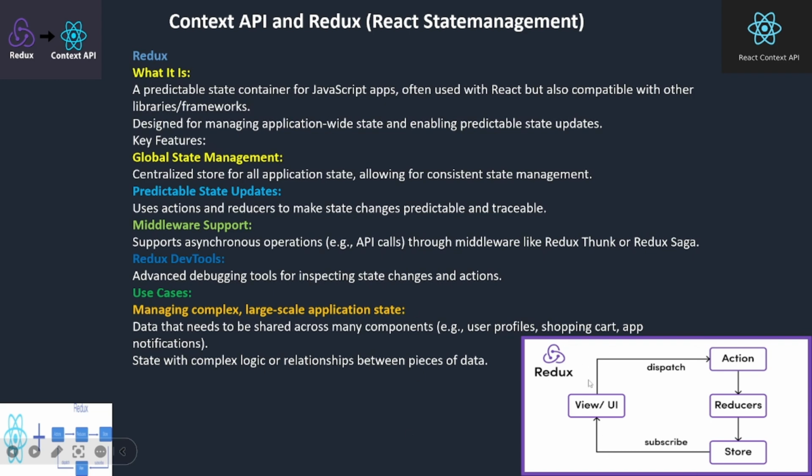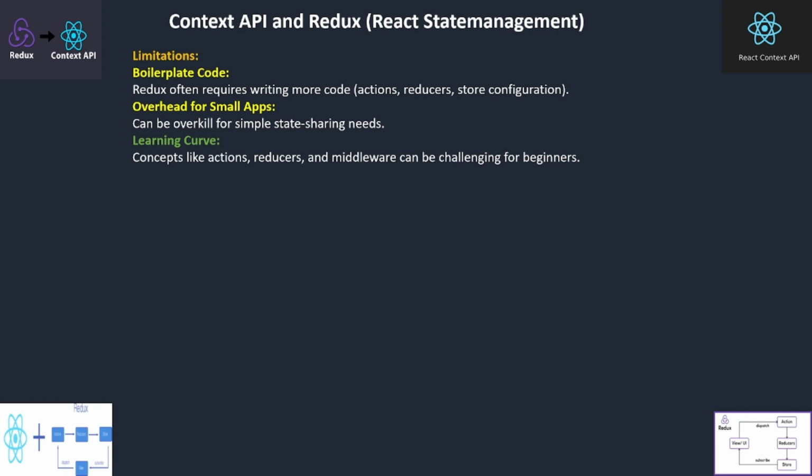So how is Redux working? Here is the diagram. In Redux, here are the UI, and the dispatch, action, reducer, store, and subscribe, guys. That's the way it's going to work. And the limitations: boilerplate code. Redux often requires writing more code: actions, reducer, store configuration. Overhead for small apps can be overkill for simple state sharing needs. And the learning curve, guys: concepts like actions, reducers, middleware can be challenging for beginners.